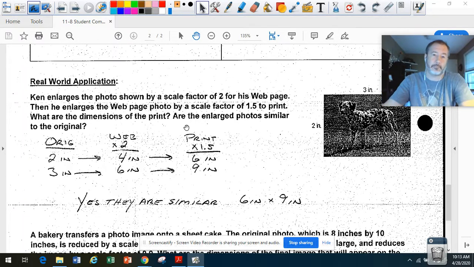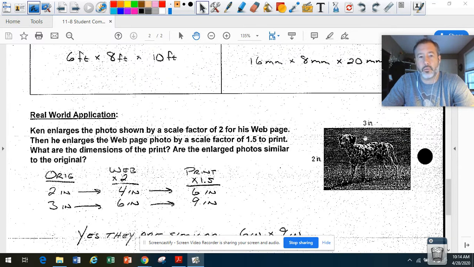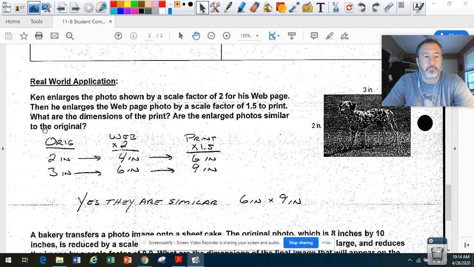Okay, so let's take a look here. We're going to do this piece by piece. This is the original that we have here. It's 2 inches by 3 inches. That's our original. First of all, he's going to enlarge it for his web page. Double the size. So the original, which had a height of 2 and a length of 3, we double it. It's going to become a height of 4 and a length of 6.